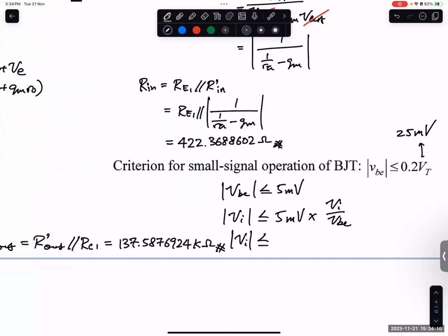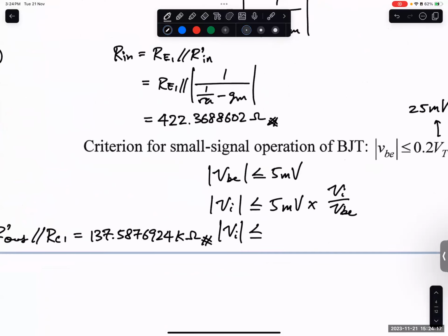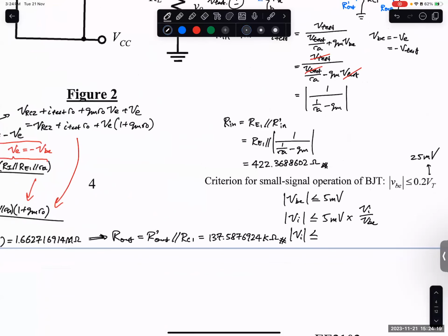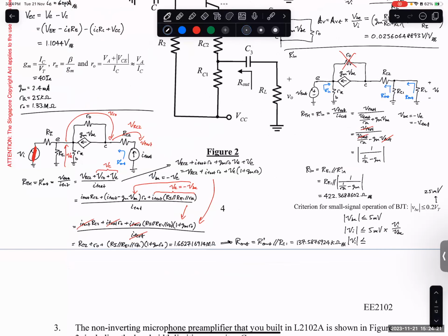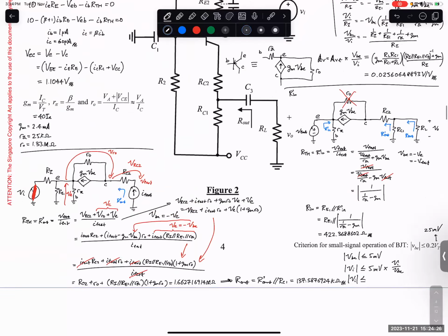Wow, actually the signal is very small. Is it correct? My answer is super small. Wait a second. Did I add correctly or not? What does that mean? 5 millivolt times VI over VBE. Wait, let me check my answer. What does that mean?